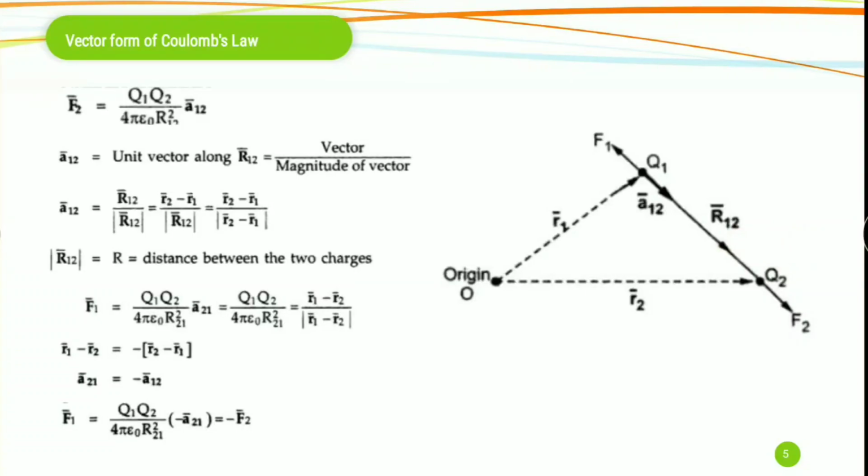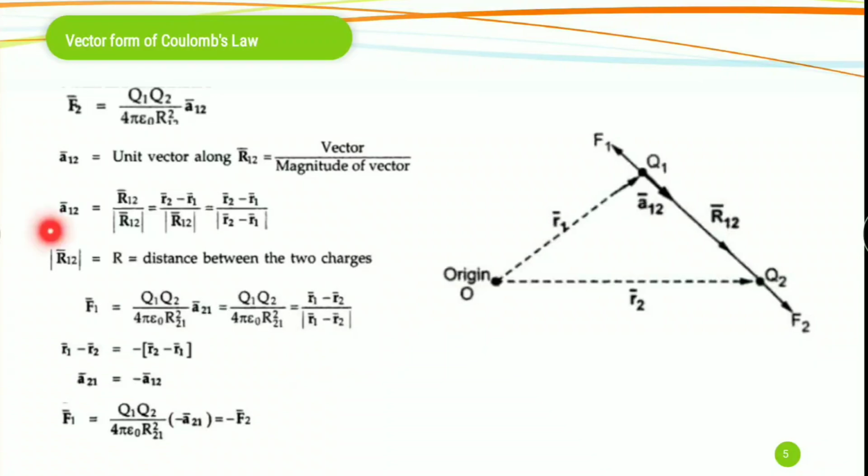So in the same manner, you have to find the formula for F1. For F1, the formula is q1 q2 by 4 pi epsilon naught r square, with r21. In the above formula you have to write r12, that is the F2 formula. For F1, the radius is r21. So that's why the unit vector is also changed to a bar 21. So the corresponding value is also changed from r1 minus r2.